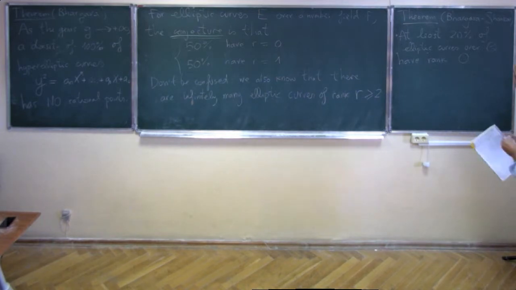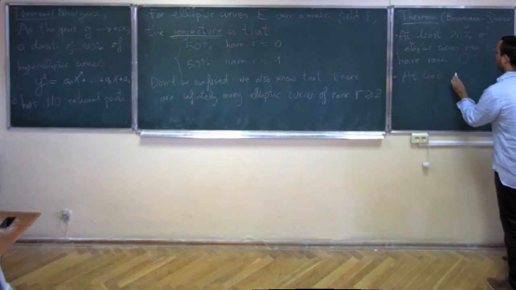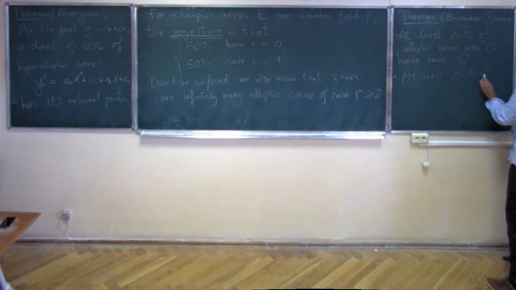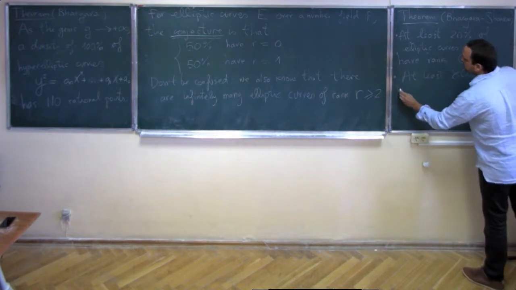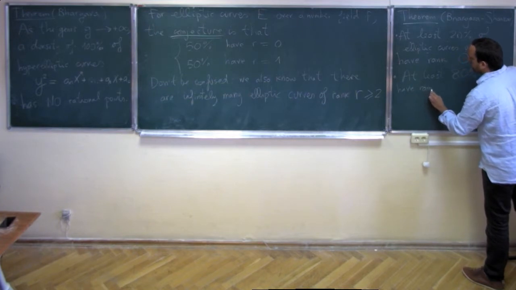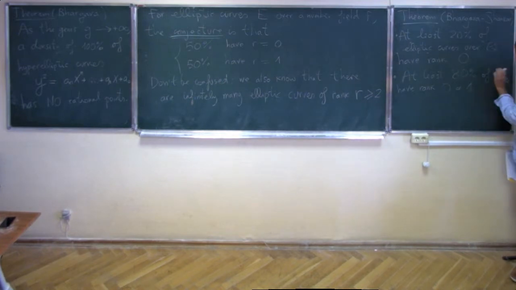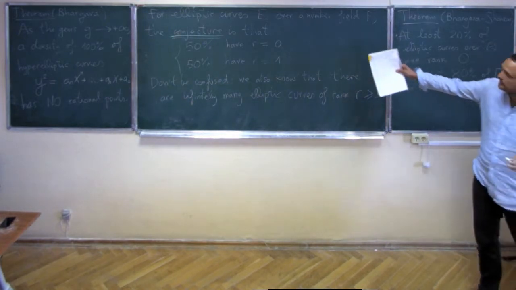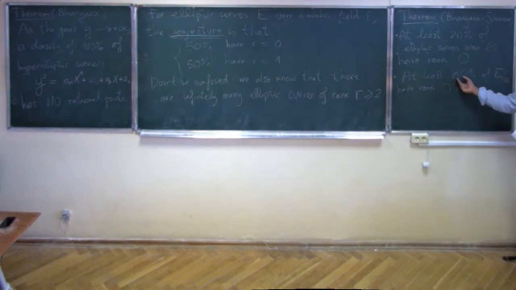And he also proved that at least 80% of them, of elliptic curves over Q, have rank 0 or 1. We expect 100% of them to have rank 0 or 1 because we expect 50% having rank 0 and 50% having rank 1. So this should be 100 and this should be 50. Bhargava and Shankar were able to prove these lower bounds.